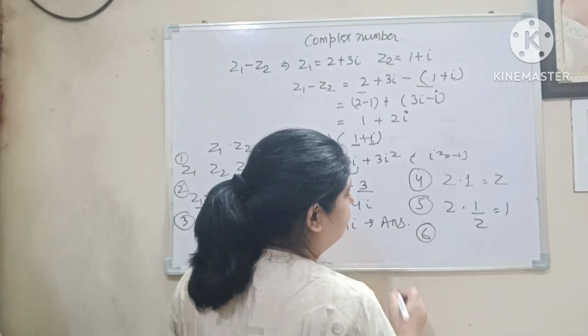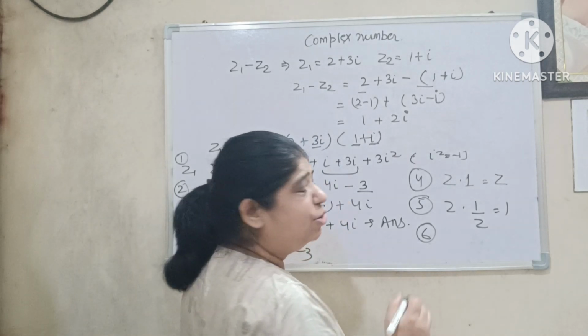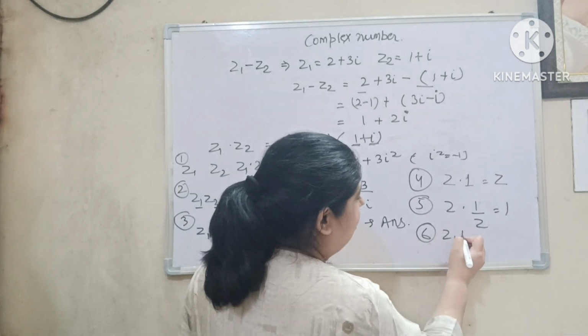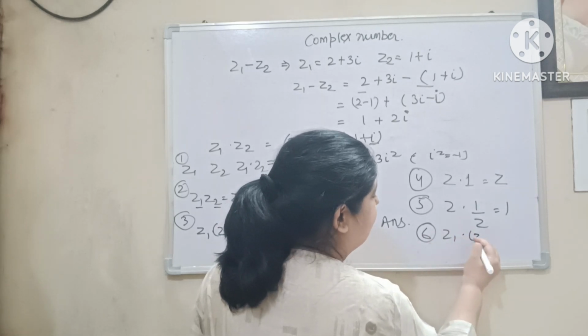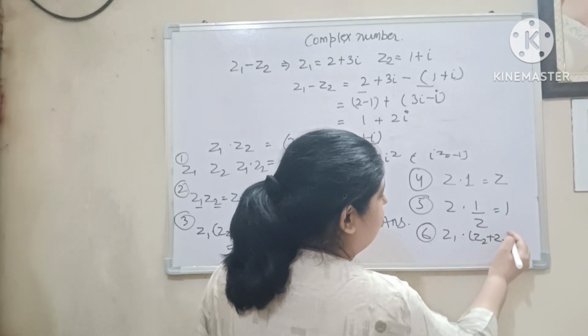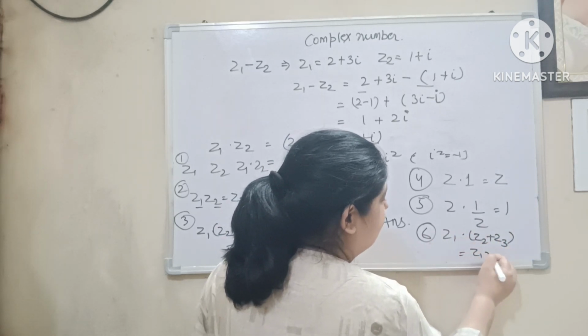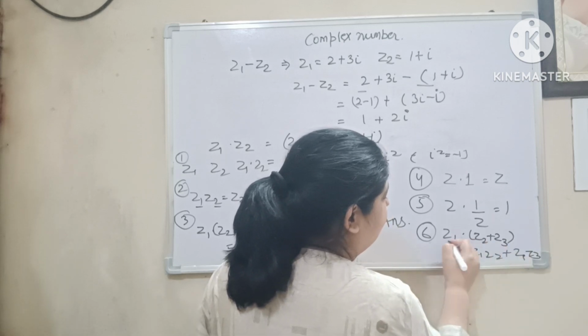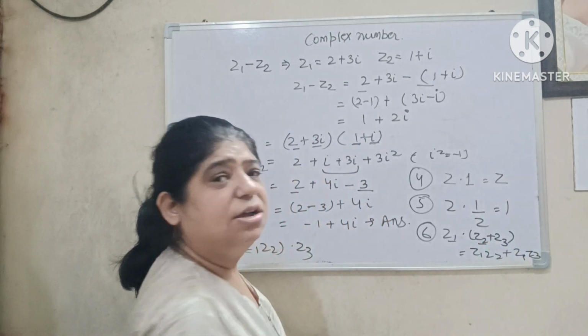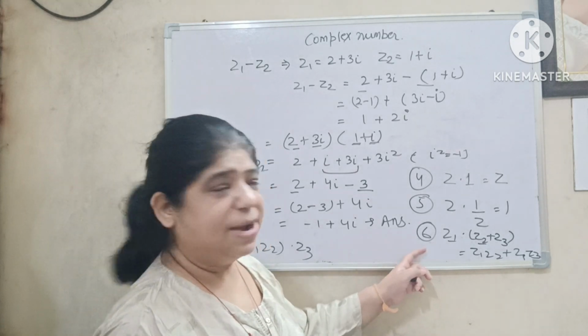Sixth is your distributive property, that is Z1 multiplied by Z2 plus Z3 equals to Z1 Z2 plus Z1 Z3, where Z1, Z2 and Z3 are complex numbers.